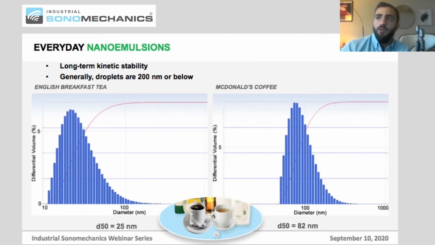Two very common nanoemulsions that we all may have encountered today are tea and coffee. And the graphs shown here are particle size distributions. And the D50, or the median diameter of the droplets in these two products, are 25 and 82 nanometers for the tea and coffee, respectively.